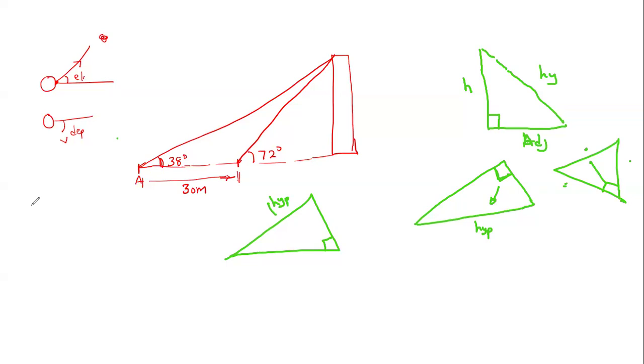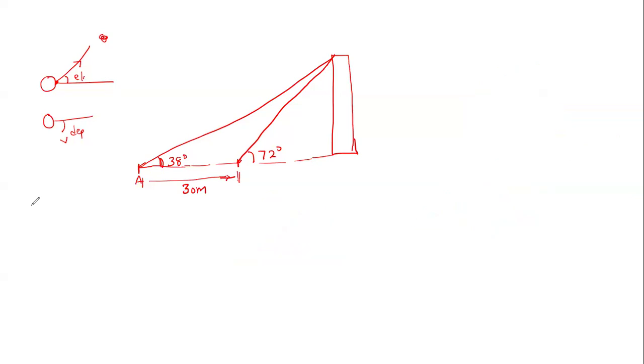Okay, now that one is done. So I come back here. They have told you that there is a building people are looking at. Let me say this is the building. So when one person views the building, this is the first person. He looks at the top of the building. The angle he's viewing that building at is 38 degrees.